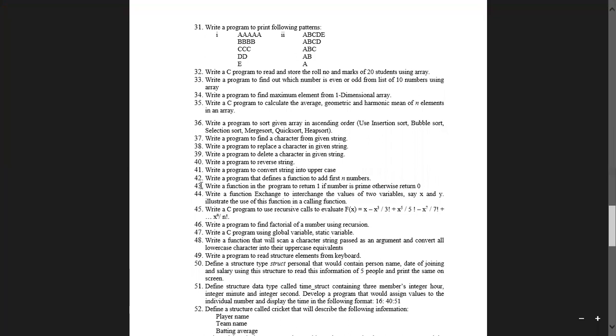So next is: write a function in the program to return 1 if the number is prime, otherwise return 0. So I'm giving you all 10 minutes. I just need from you the function. You have to declare a function, that is the answer I want from you, and what will be in the function to check whether the number is prime or not.